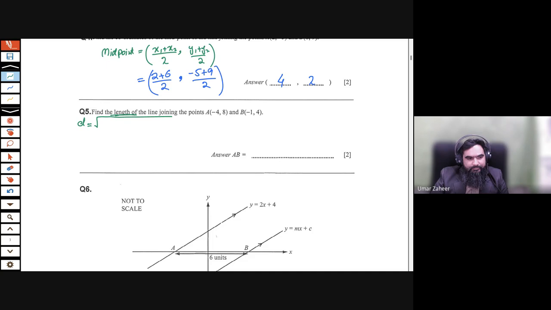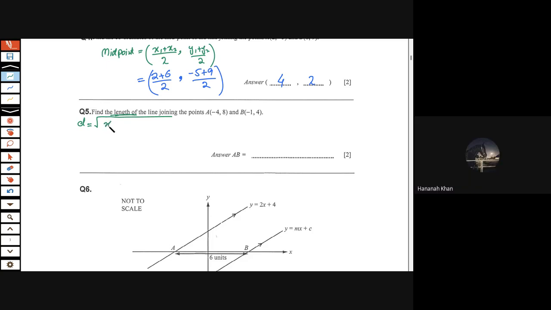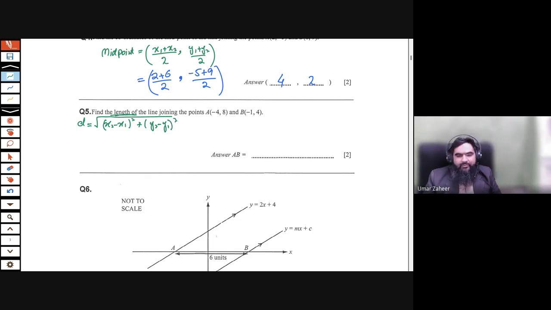It's x2 minus x1 whole square, plus y2 minus y1 whole square. Yes. You have to find the distance, or the length, between any 2 points. This formula is the square root of x2 minus x1 whole square plus y2 minus y1 whole square.